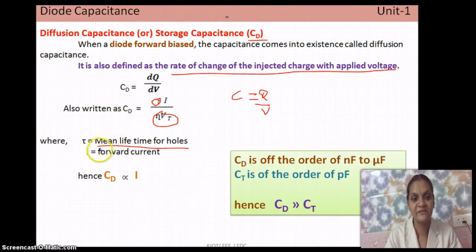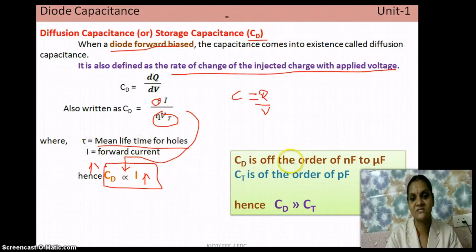Since these are all constants, they can be brought into the proportionality constant, so Cd is proportional to I. From this equation we can say that if the forward bias current increases, the diffusion capacitance also increases. That is the conclusion here. If our forward voltage increases, current increases, so the diffusion capacitance increases.